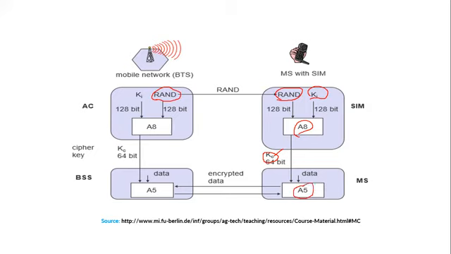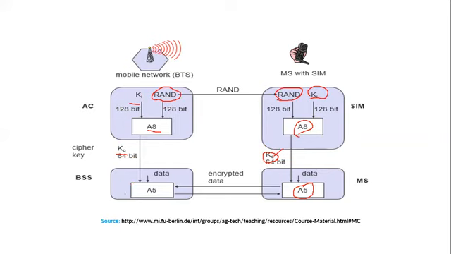Similarly, at the network end, whatever random number is generated, this random number is applied with the key Ki. So both the keys are the same, on the same algorithm A8. As a result, you will get a Kc. So both these Kc should be the same. Both of these cipher keys will be the same. And now the mobile network, if it wants to send anything, it will encrypt this.